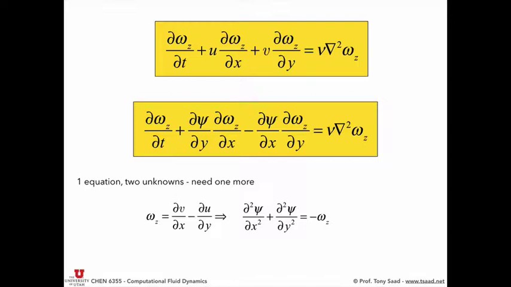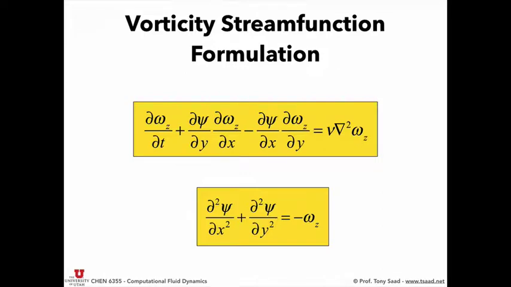Very good comment. So anyway, the relation now between the vorticity and the stream function is this, essentially the Laplacian of psi equal minus omega z. Two equations, two unknowns. That's it. Everything is written in terms of omega and psi.